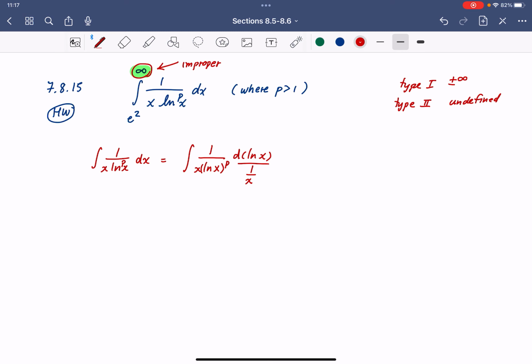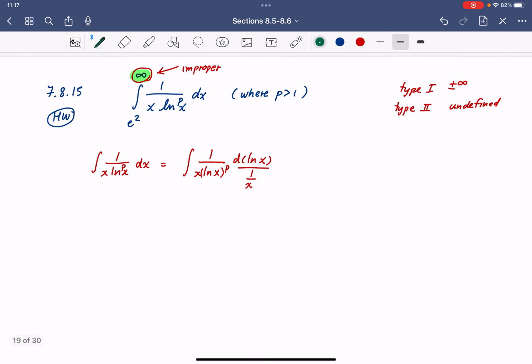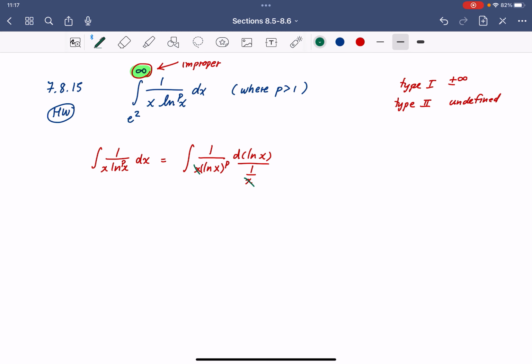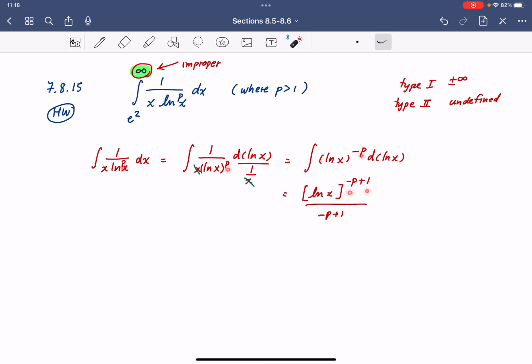I'm going to pick u to be log x, and once I get 1 over x here, it's going to cancel out. So you only have to integrate (log x) to the minus p d log x, and when you integrate it, it's going to be (log x) to the negative p plus 1 over negative p plus 1, because you add 1 to the power. This is actually the hard part, because you have to do your substitution and integrate. The p here is just a constant, so you don't have to care about it a lot.